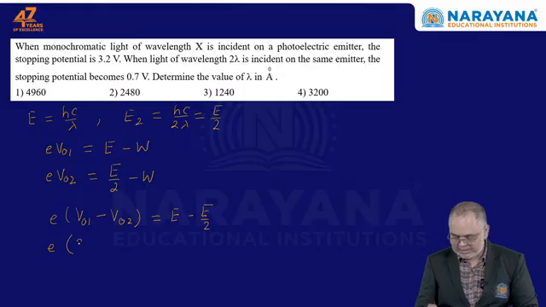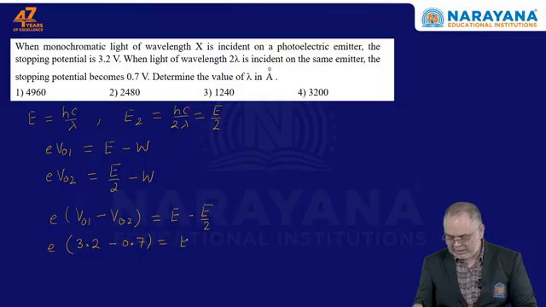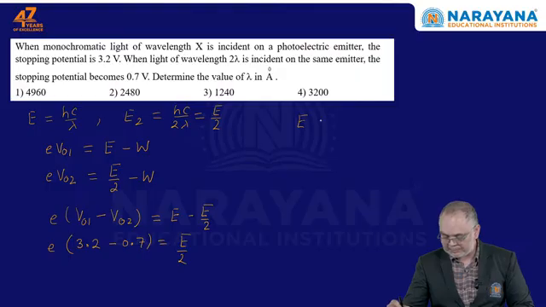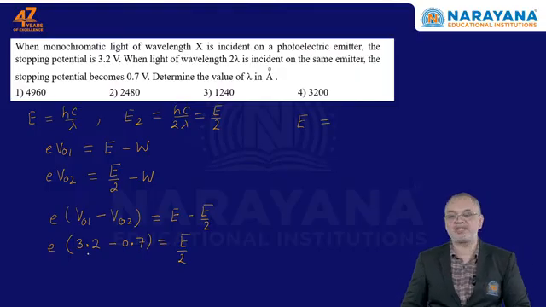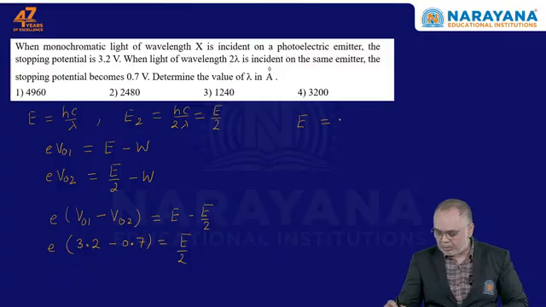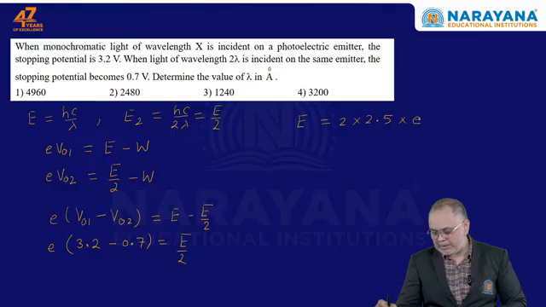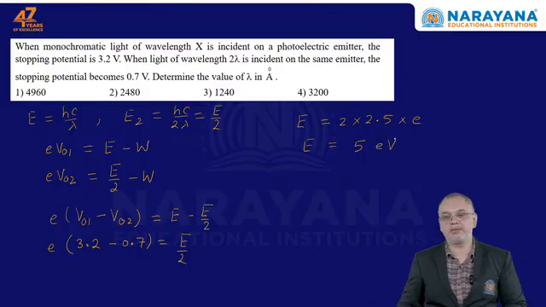V naught 1, that is 3.2 volts, minus V naught 2, that is 0.7 volts, is equal to E by 2. Or we can write E is equal to 2 into (3.2 minus 0.7, that is 2.5). So we can write 2 into 2.5, and this energy is equal to 5 electron volts.